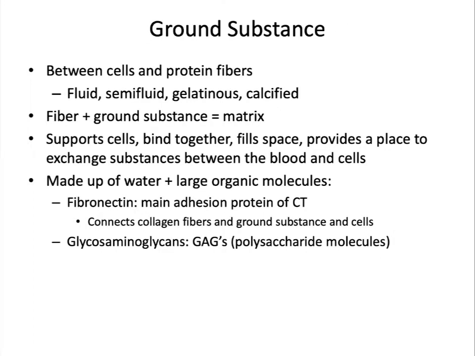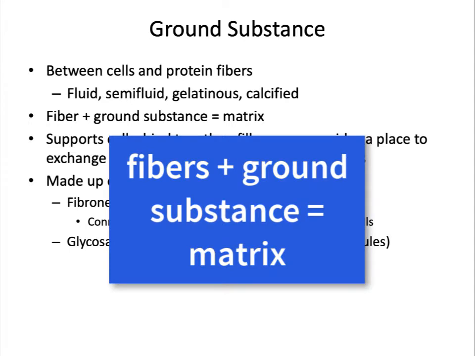The other component of the matrix is ground substance. This is what fills in the area between the cells and the protein fibers. The ground substance can be fluid, semi-fluid, gelatinous, or calcified. The three types of fibers plus the ground substance together make up the matrix.